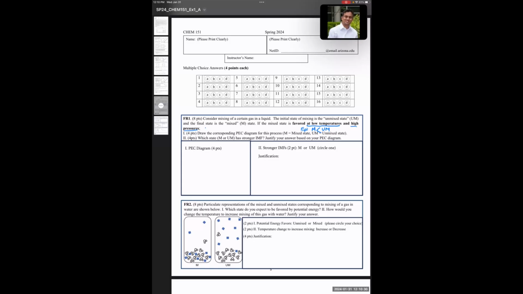So this means that the number of configurations is going to be low in the mixed state compared to the unmixed state. Right? So as a result of that, if we combine them in the Venn diagram, we have potential energy on the y-axis and number of configurations on the x-axis. The mixed state has a lower number of configurations and a lower potential energy than the unmixed state. So the mixed state must be in this corner over here. You don't have to justify that, okay? It's how we come up with the Venn diagram based on the given information, right?